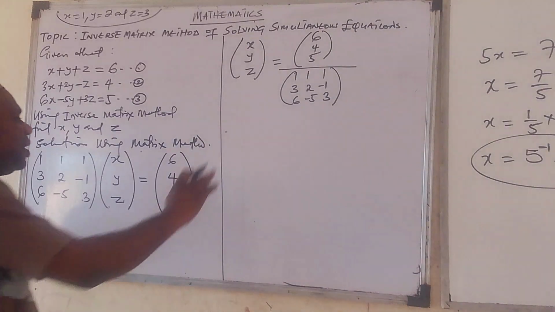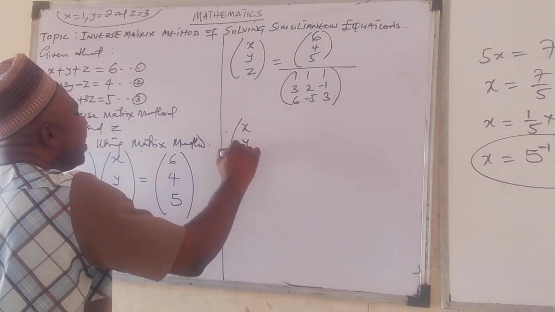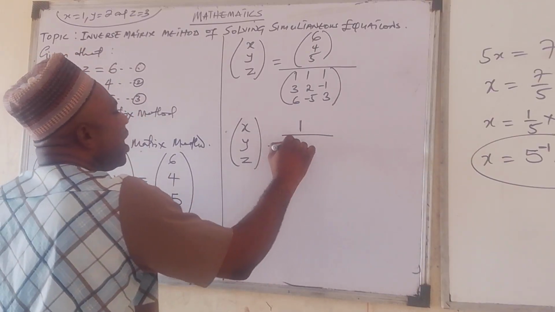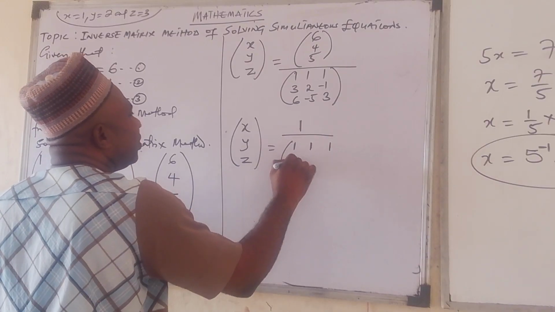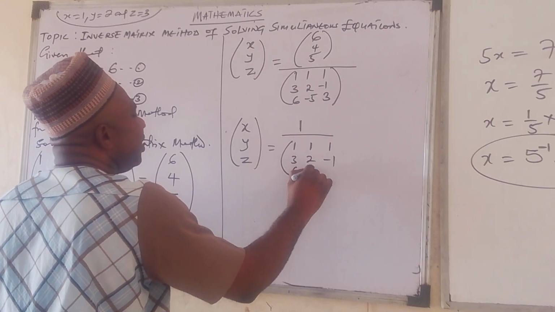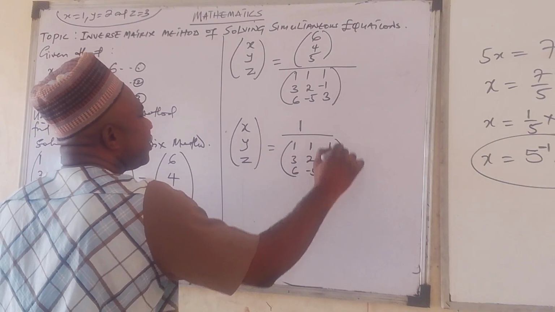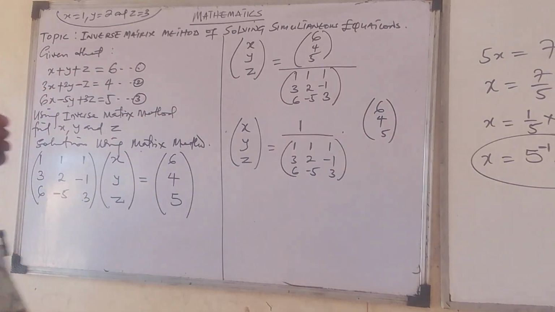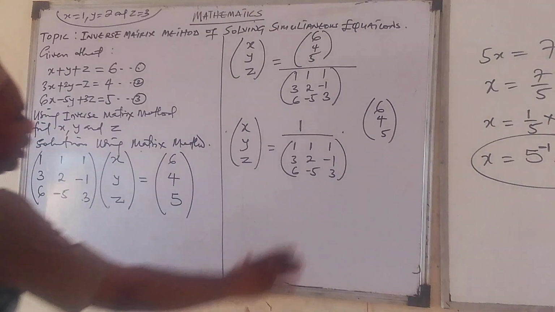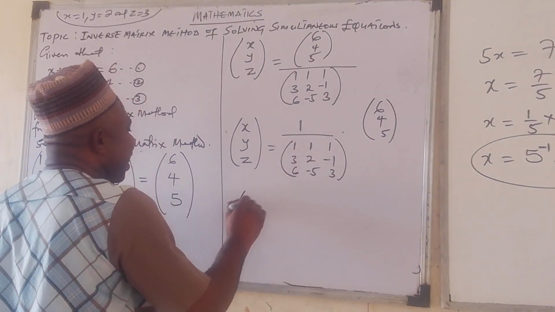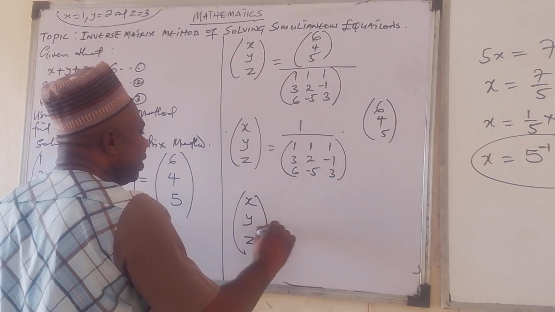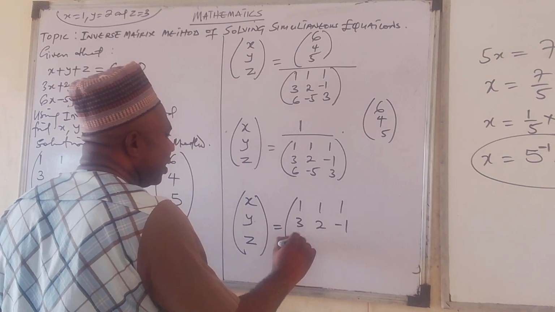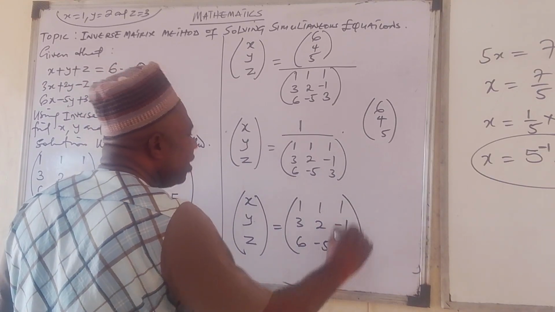And of course, this is the same as saying x, y, z will be equal to 1 all over the matrix 1, 1, 1, 3, 2, minus 1, 6, minus 5, 3, times 6, 4, 5. So now this one all over this matrix is the same as saying x, y, z will be equal to the inverse of the matrix 1, 1, 1, 3, 2, minus 1, 6, minus 5, 3, times 6, 4, 5.